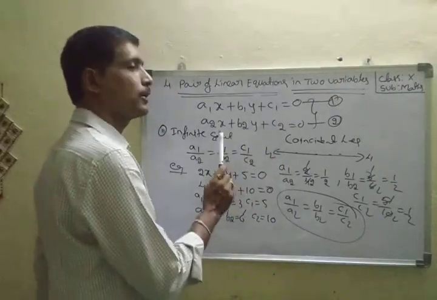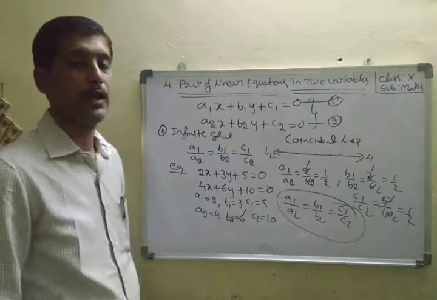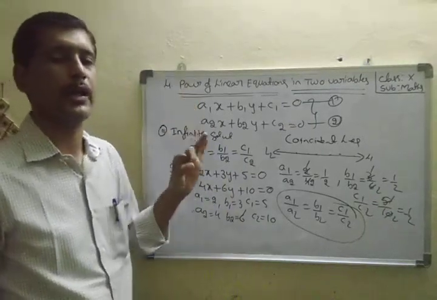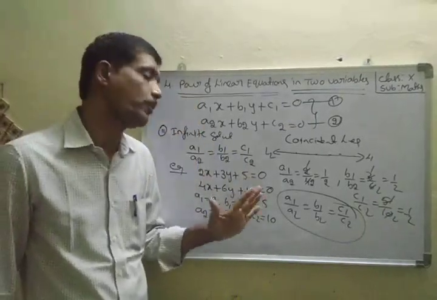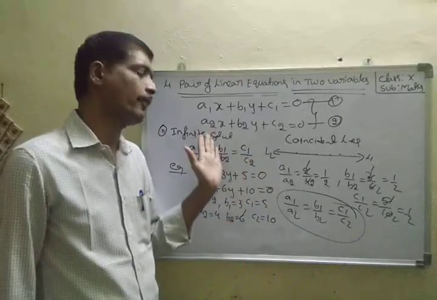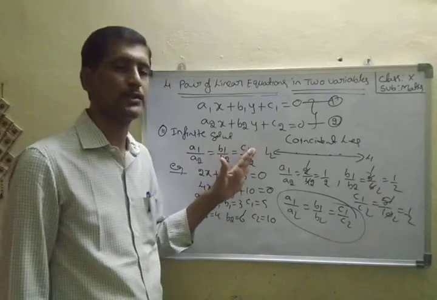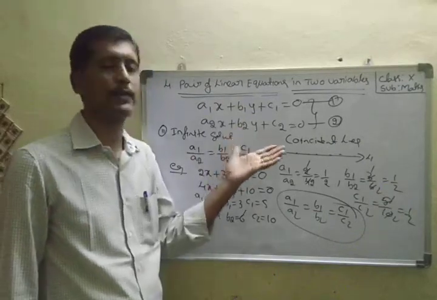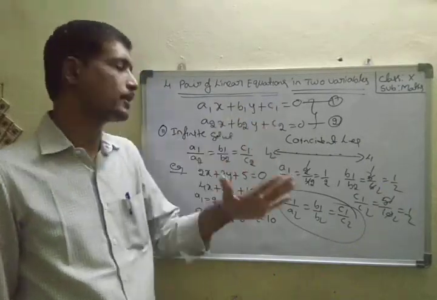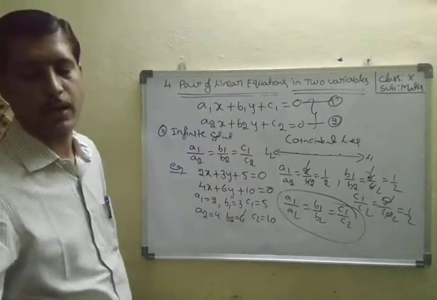Therefore the condition is what? Infinite solution. Therefore the unique solution condition is what? a1 by a2 not equal to b1 by b2. Infinite solutions: a1 by a2 equal to b1 by b2 equal to c1 by c2. Sometimes the two given equations are coincident lines. Coincident lines also have the same condition only.